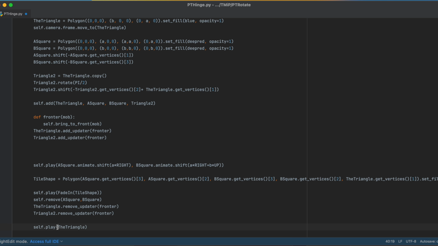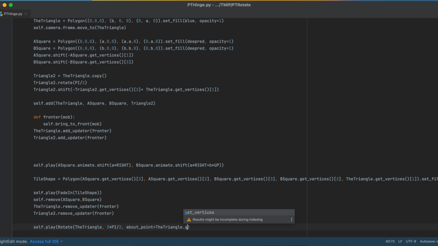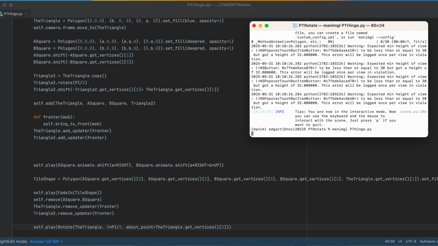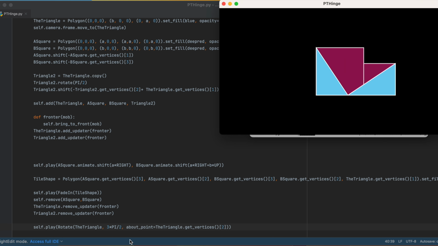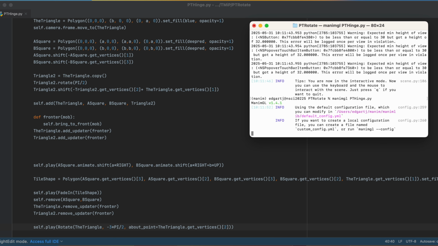I want to rotate that triangle, rotate the triangle. I want to rotate it 3 times pi over 2, and I want to rotate it about the point, so what point do I want to rotate it about? I don't have it there anymore. I think I want to rotate it about the top vertex, and I think the top vertex was the last one. I'm pretty sure maybe I have rotated it the wrong direction, so let's just see. And yes, that was the wrong direction, so I think I want to make it negative. Let's try that one more time now.